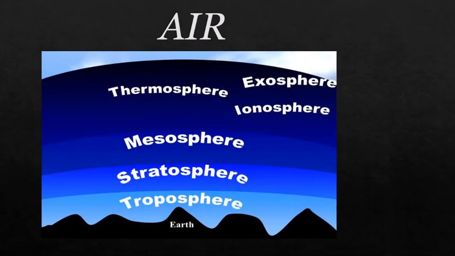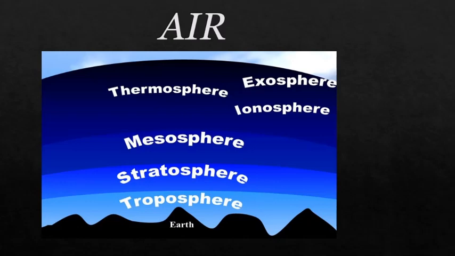So now children, we will study about air, water and land separately. Let us first start with air. Now, can you recall the 5 layers of atmosphere? So, the layers of atmosphere are named as troposphere, stratosphere, mesosphere, ionosphere, and exosphere.